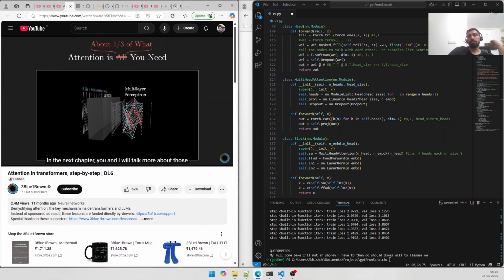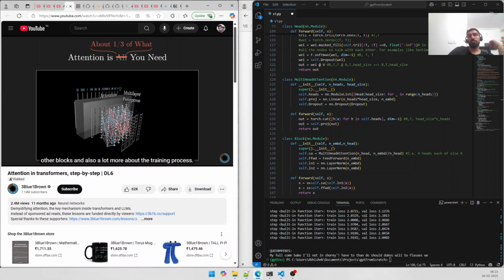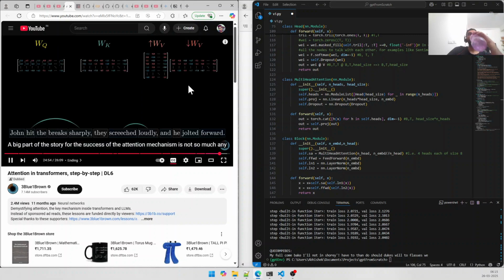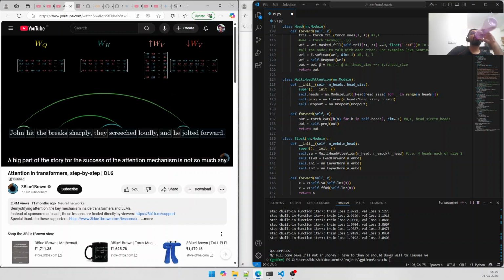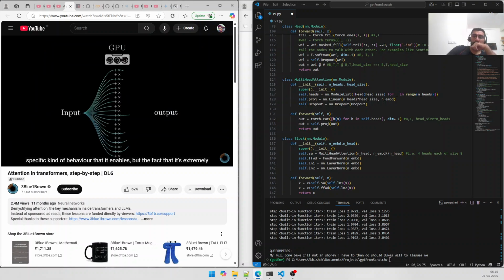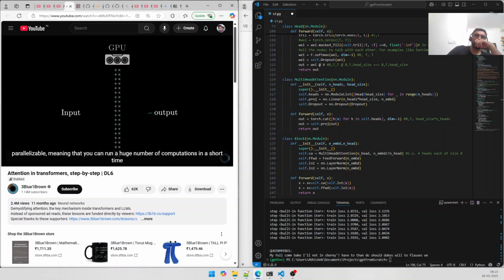In the next chapter, you and I will talk more about those other blocks, and also a lot more about the training process. A big part of the story for the success of the attention mechanism is not so much any specific kind of behavior that it enables, but the fact that it's extremely parallelizable, meaning that you can run a huge number of computations in a short time using GPUs.